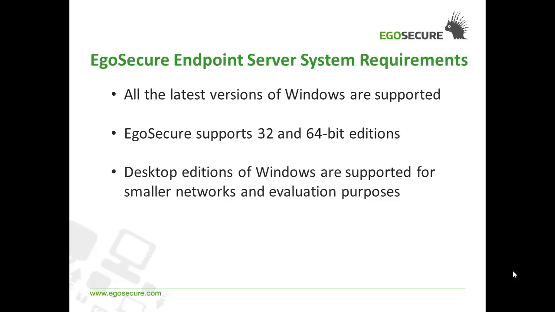All the latest versions of Windows are supported, and both 32-bit and 64-bit editions are supported. EgoSecure Endpoint can be installed on all Windows versions starting with Windows 2000, ending up with Windows Server 2012. In addition to this, EgoSecure supports desktop editions of Windows like Windows XP, Windows 7 or Windows 8. They are supported for smaller networks and for evaluation purposes.